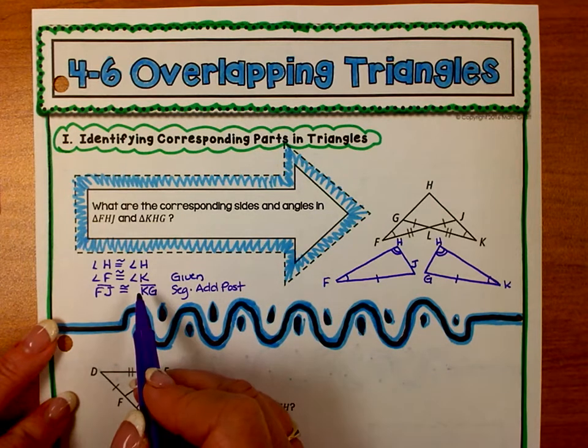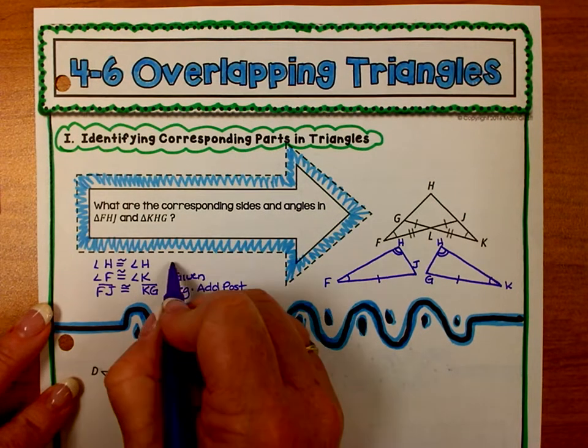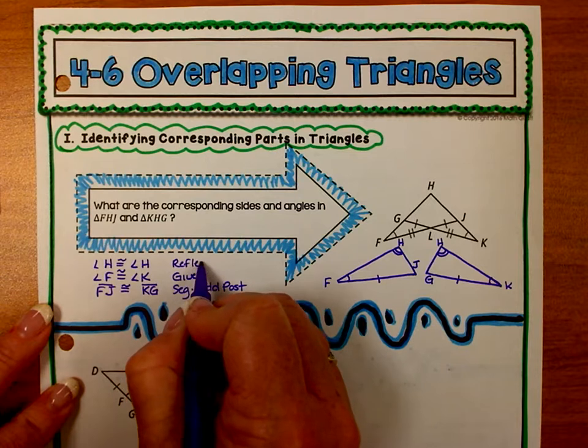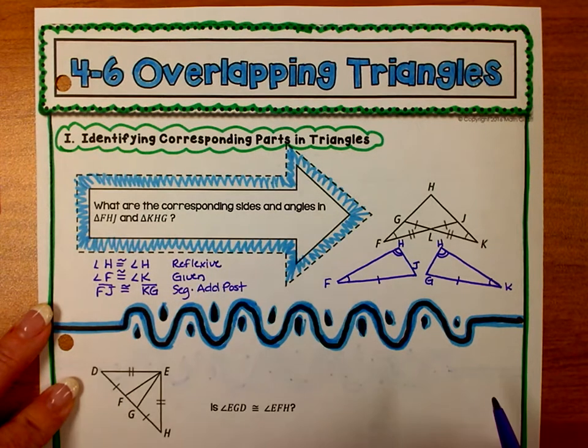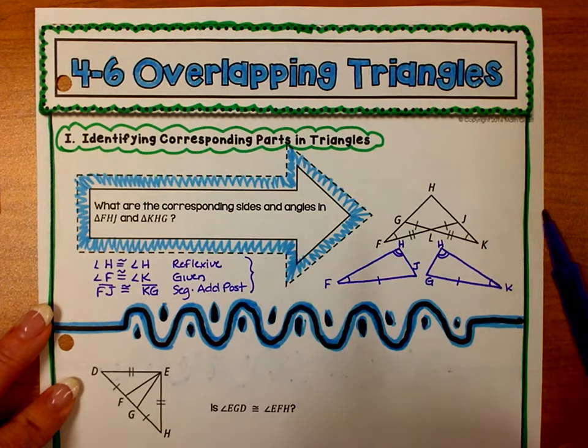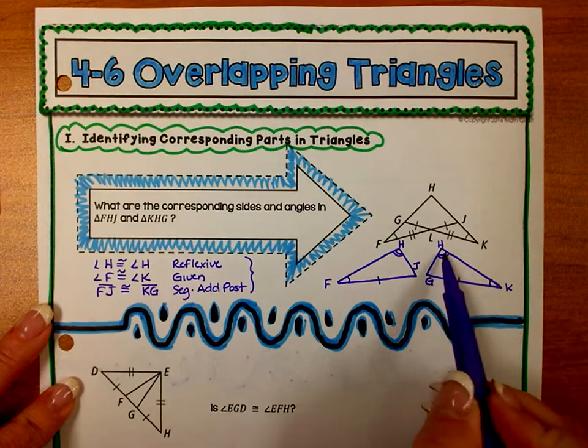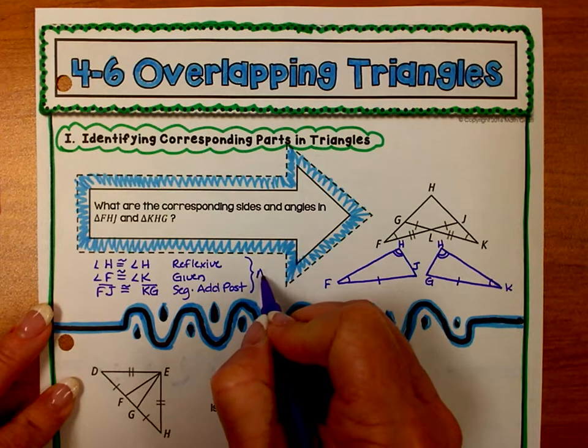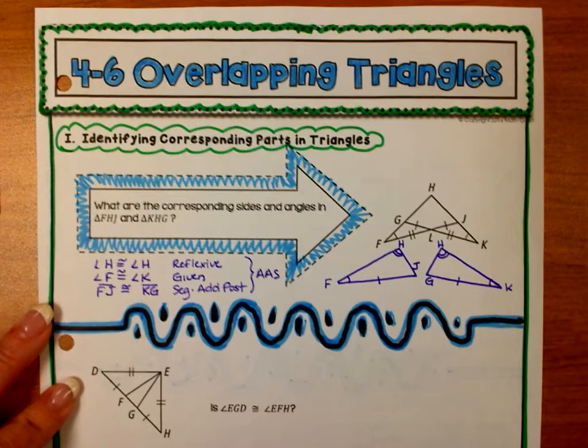And angle H is congruent to angle H because of the reflexive property of congruency. So when you take all of that together, we can say that these two triangles are congruent based on angle, angle, side. So there's kind of a casual proof for two overlapping triangles. Now let's take a look at a regular proof.